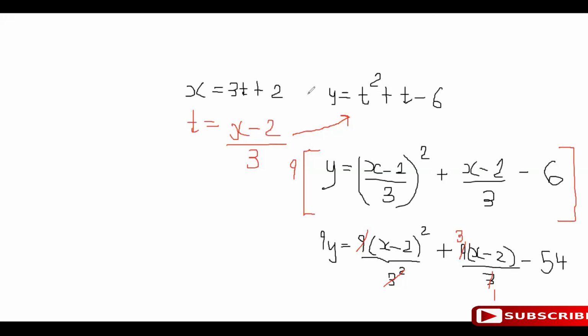So what we're getting now is 9y. Let's continue. 9y is equal to, this is going to simplify to be x minus 2 all squared, right? So we're continuing down there. So 9y is equal to x minus 2 all squared. X minus 2 all squared is just x squared minus 4x plus 4.